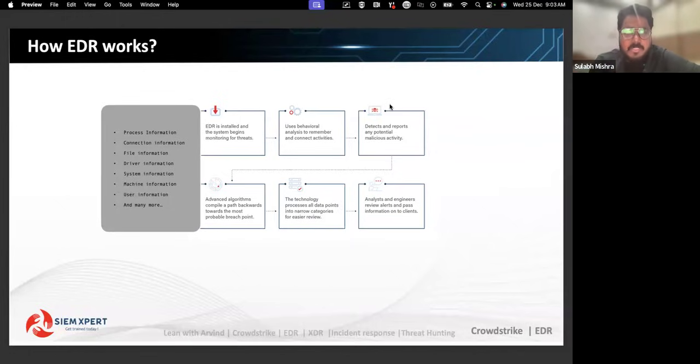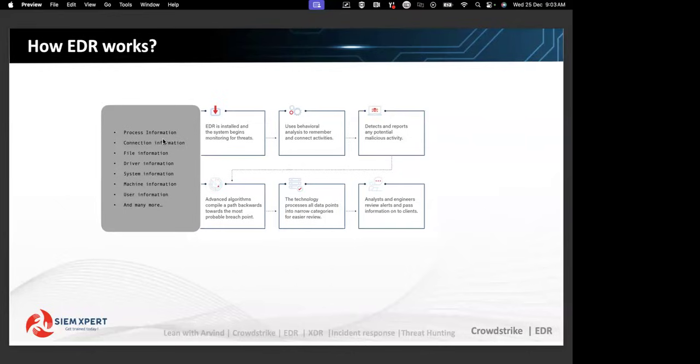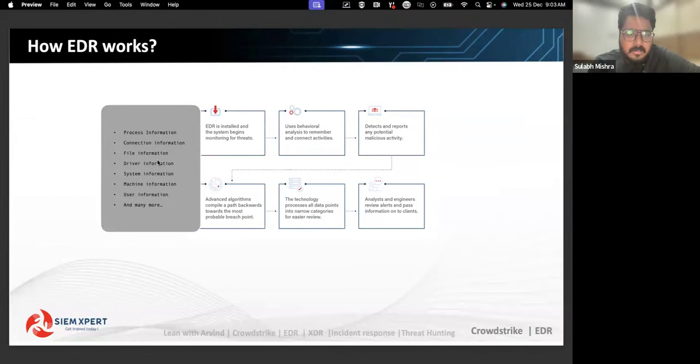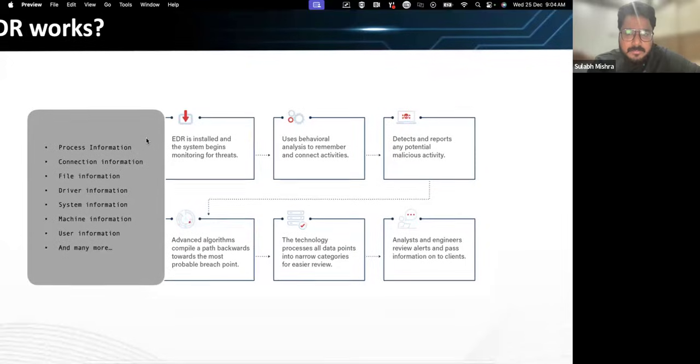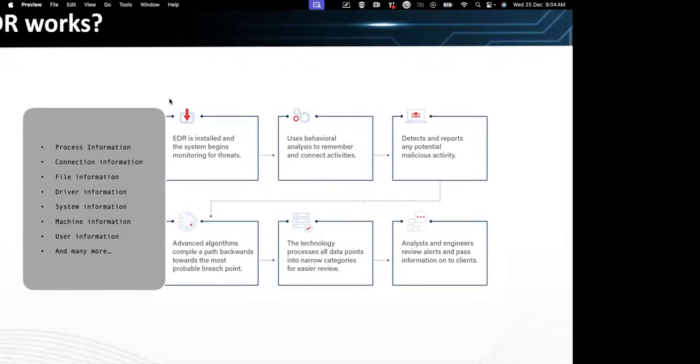But when it comes to the EDR, is my screen visible for you? You can see all the information here. Or do you want me to zoom it a little bit? Yes, a little bit. I can't zoom it, it is in presentation mode. Yeah, there you go. Sorry, I got it. It's okay now. Okay, perfect.